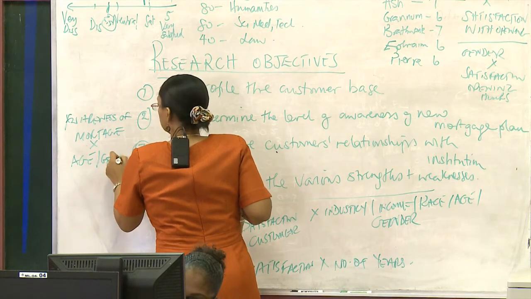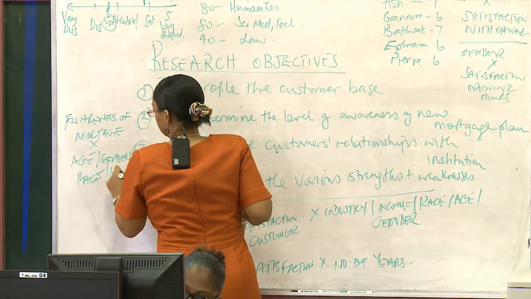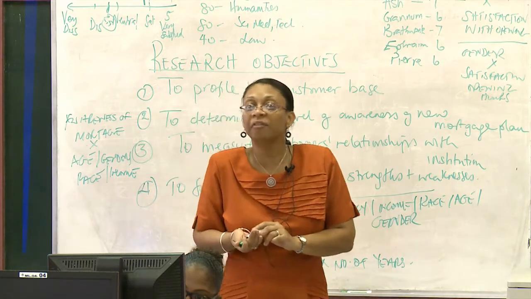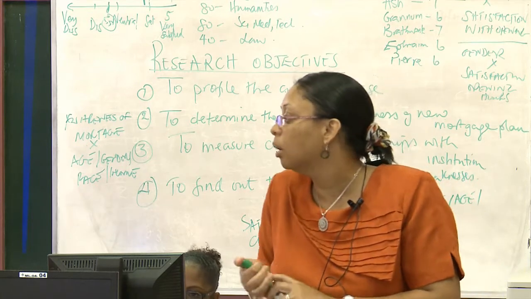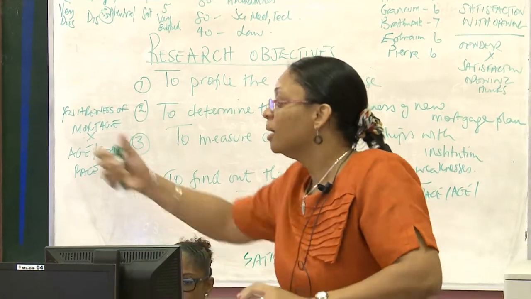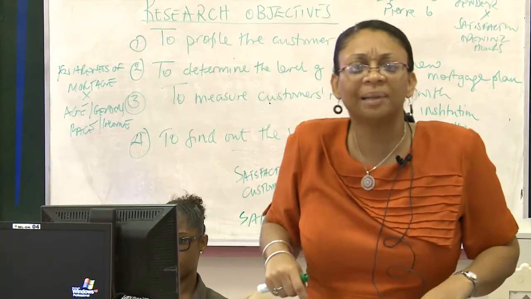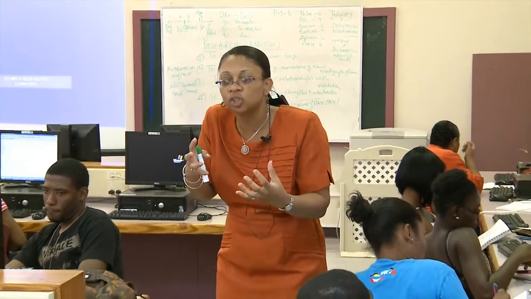Gender, race, income. And the list goes on, because I want to know if, for example, men don't know about the mortgage plan, so I have to develop now a promotion campaign to reach them. I want to know if the old people don't know about the mortgage plan or the young people don't know, so I have to develop something to reach them.